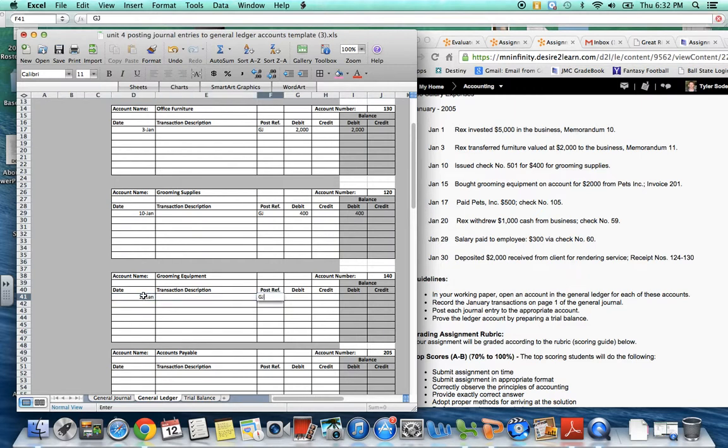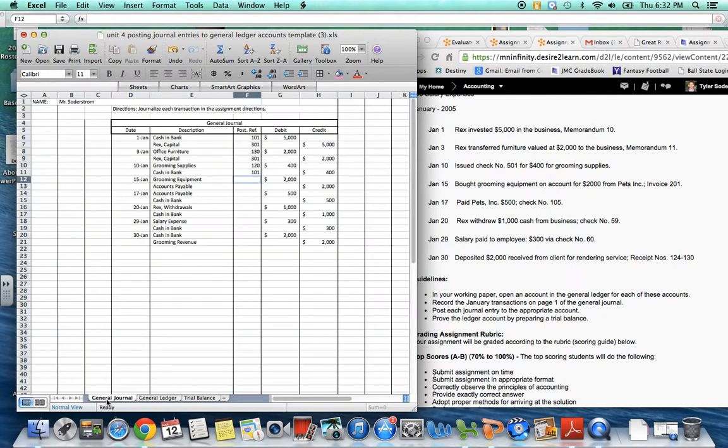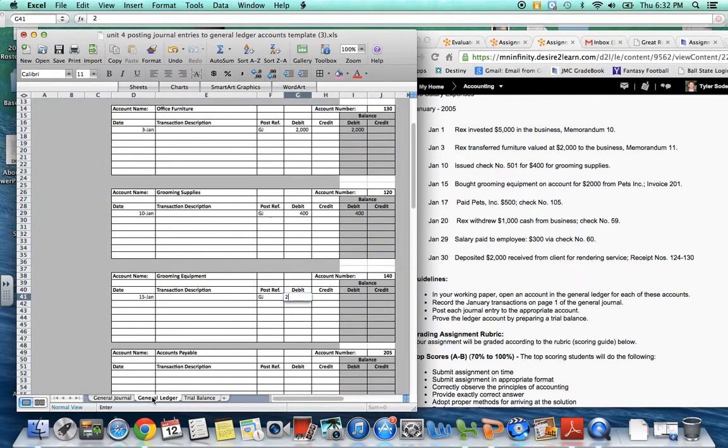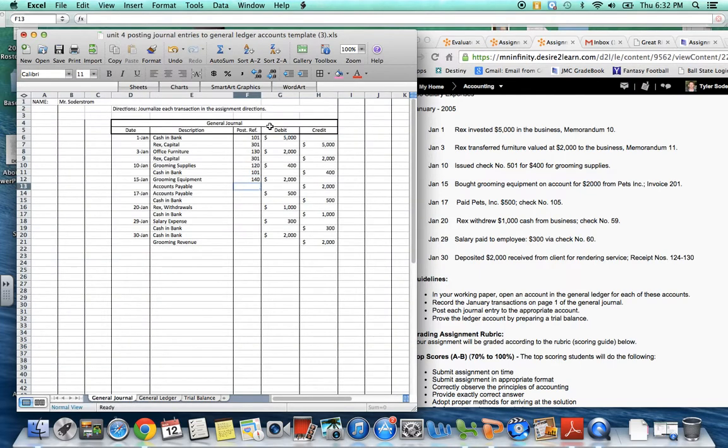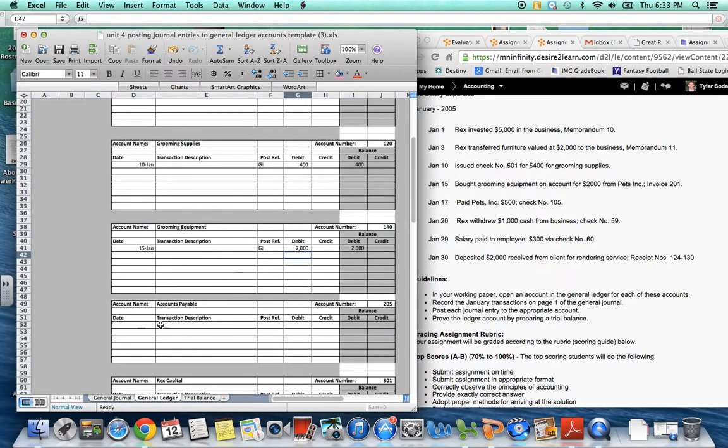And my post reference again is going to be GJ. And I'm posting, I forgot the amount already, $2,000 debit to grooming equipment. No balance plus a $2,000 debit equals a $2,000 debit balance. Go back to my general journal and fill in the post reference. And next I have a $2,000 credit to accounts payable. So in my ledger, I'll go find my accounts payable account. This was on January 15th.